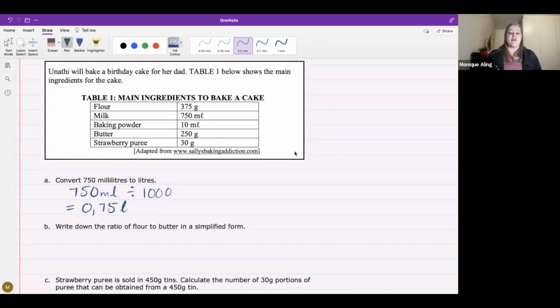All right, question 6b. Write down the ratio of flour to butter in a simplified form. So remember how I showed you to simplify ratios in your calculator? Nice, Ben. But yeah, okay, that's fine. Nice, Naledi.